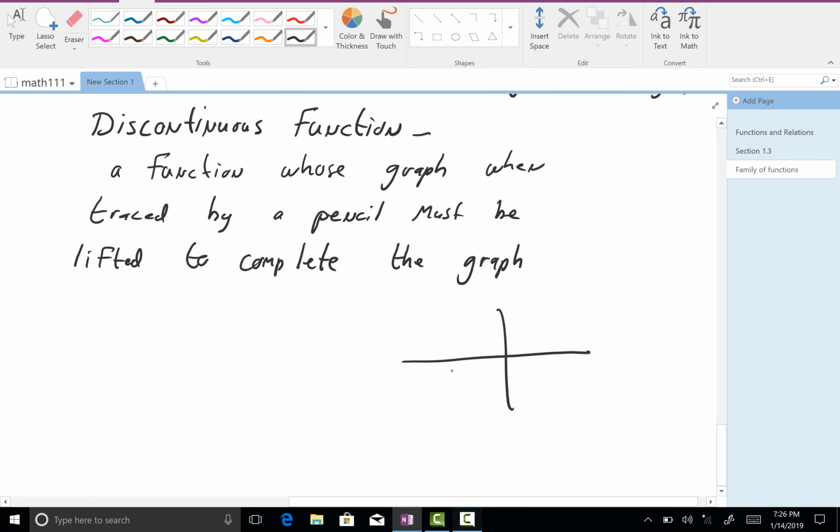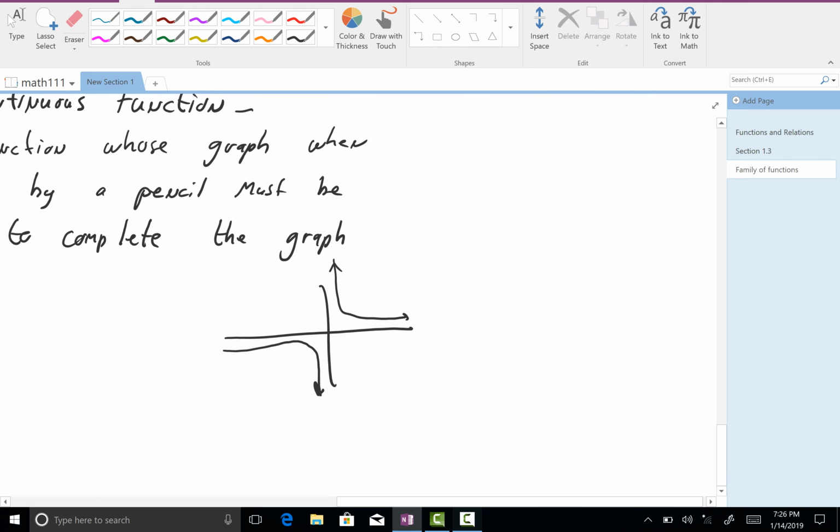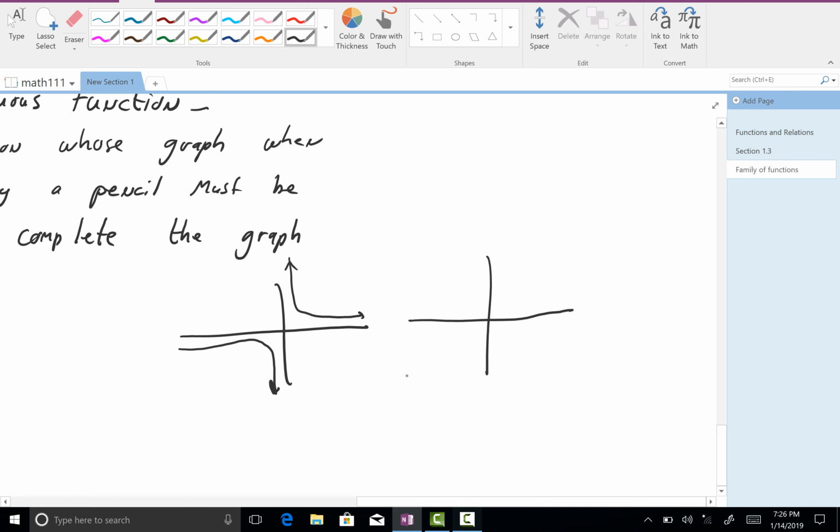So if I'm graphing like this, and now I go like this, and all of a sudden I have to lift up the pencil. So I have to come over here and lift this up. Like that rational one we drew, that's discontinuous because I have to lift it up to finish it. So it could look like that, or it could look like this. Oop! I have to jump over that hole. It's like a not equal to. It's just a graph where you have to physically lift up your pen or pencil to complete it. That's a discontinuous graph.